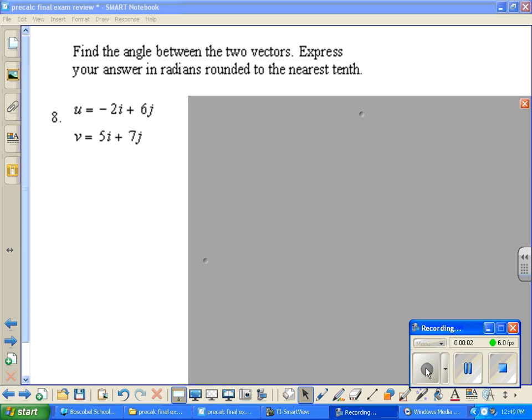Number 8 on the pre-calc final exam review. Find the angle between two vectors. Express your answer in radians rounded to the nearest tenth. All right, well, there's a couple ways I could do this.